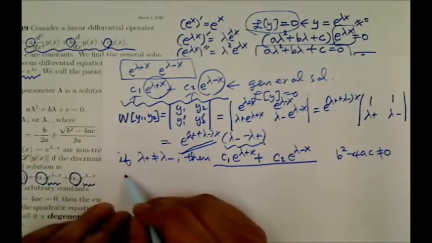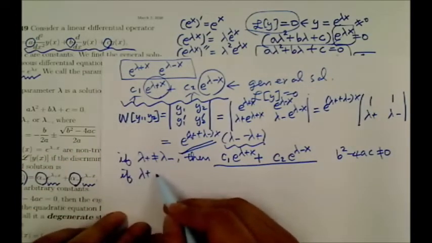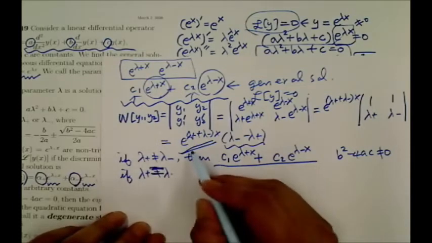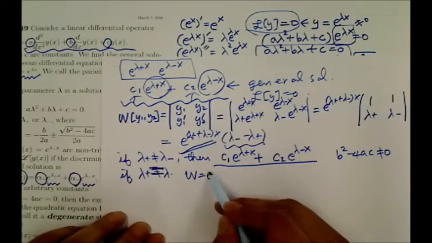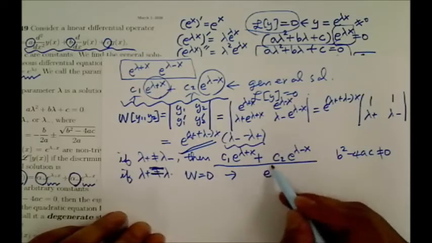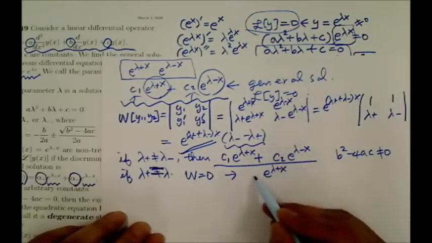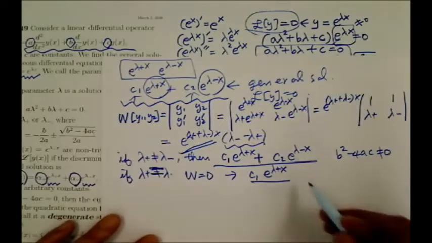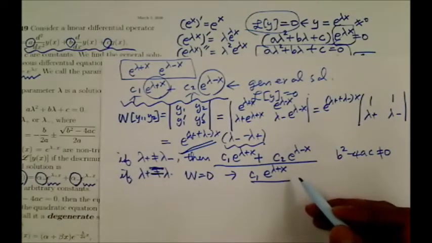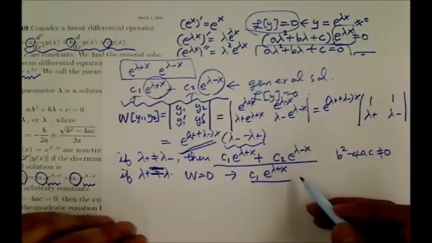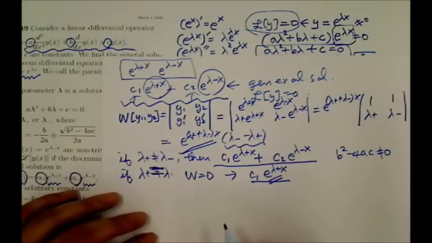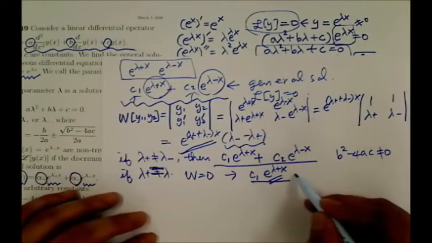However, if lambda plus and lambda minus are equal, then this Wronskian equals 0. Then e to the lambda plus x is the only solution that we have found. But even though there is a degeneracy like that, there should be another solution that is linearly independent of this solution. This is our next step.